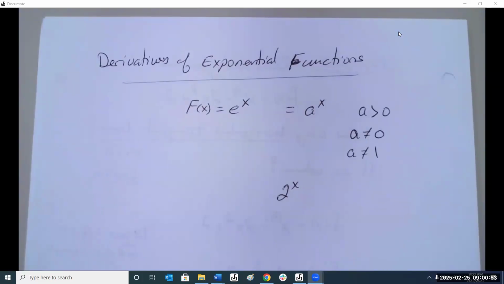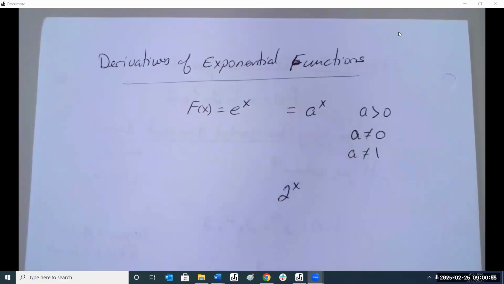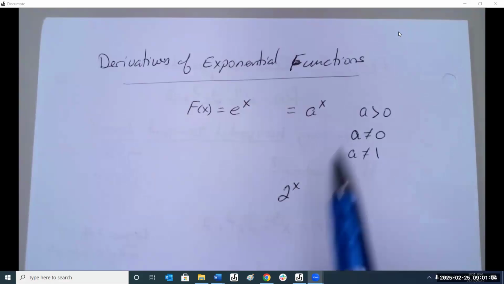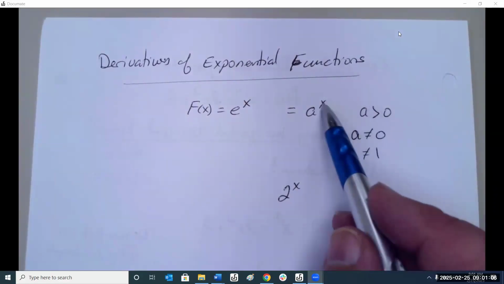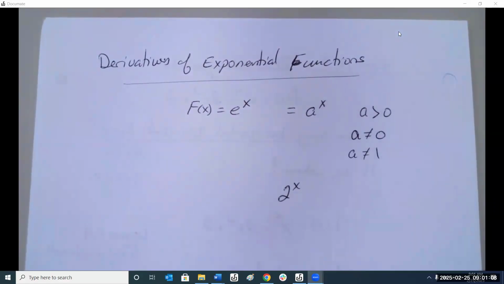The reason you don't want a to be negative is because if the base is negative, then it fluctuates between positive and negative depending on what the variable x is. If x is even, it's positive. If x is odd, it's going to be negative if a is negative.